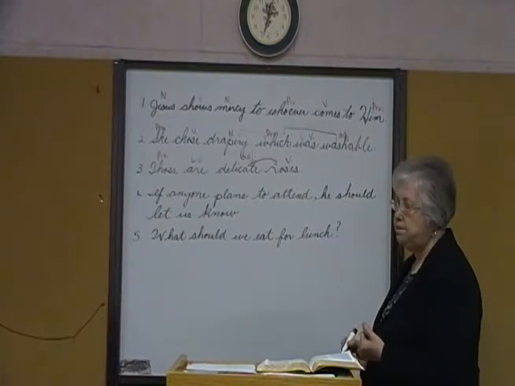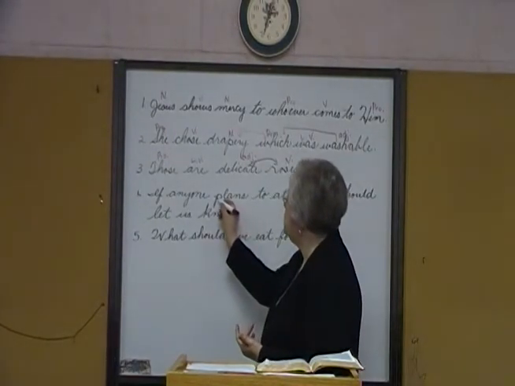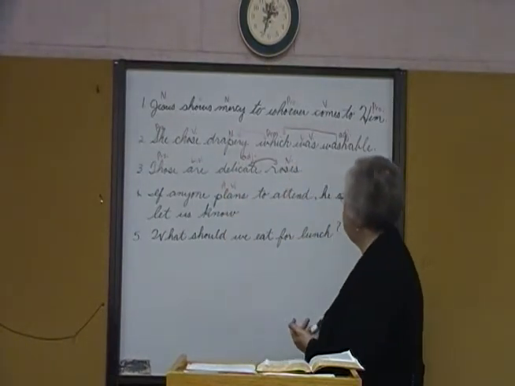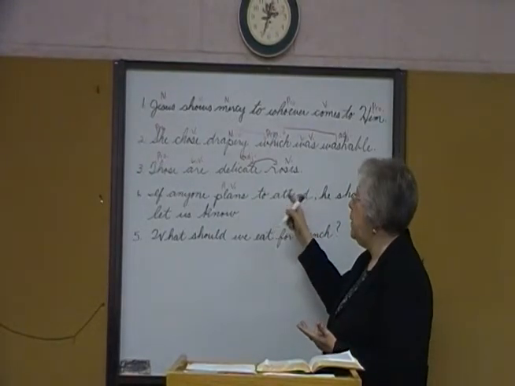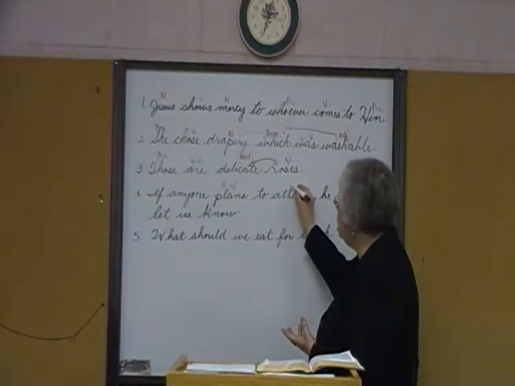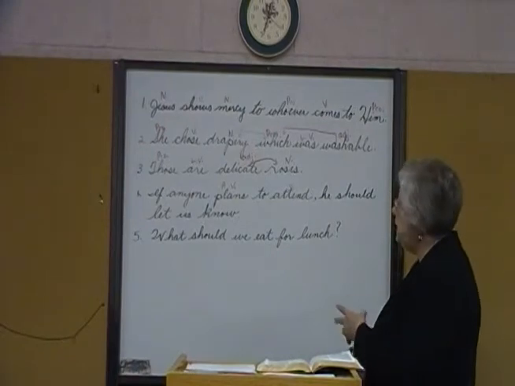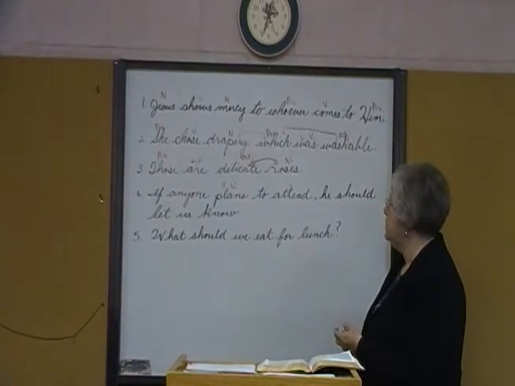Verb: action, linking, form of be. Plans is a verb, and it's an action verb. Now, attend is a verb, but it's not the main verb of the sentence, but we will label it. It's used in a different way, but it is a verb. We'll get into that when we get into sentence parts, because it's preceded by the word to.